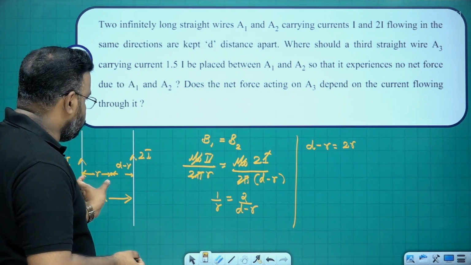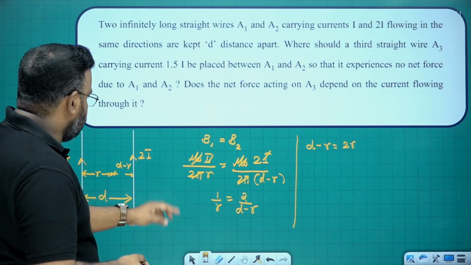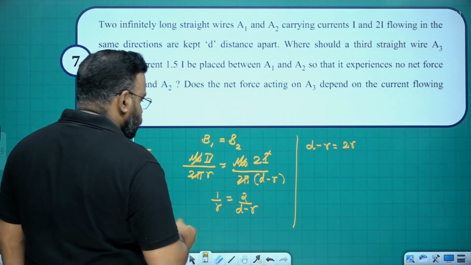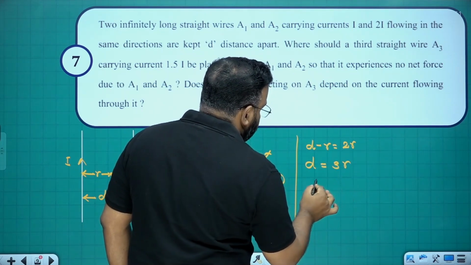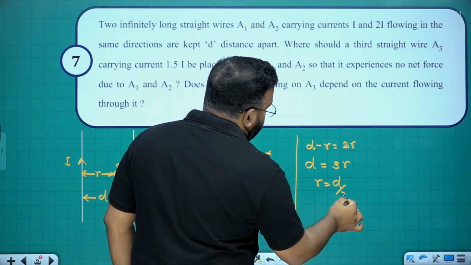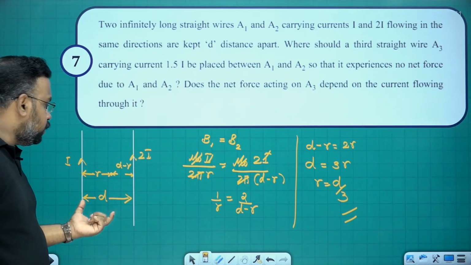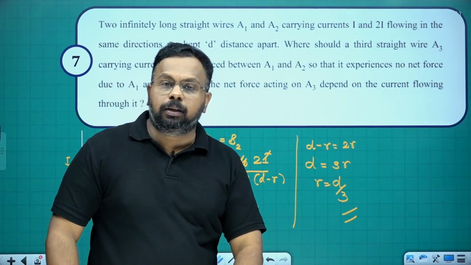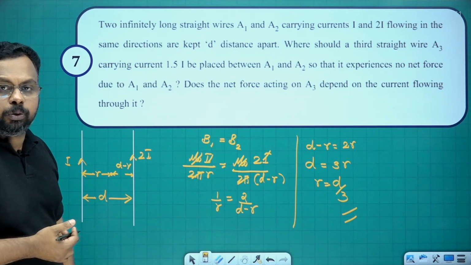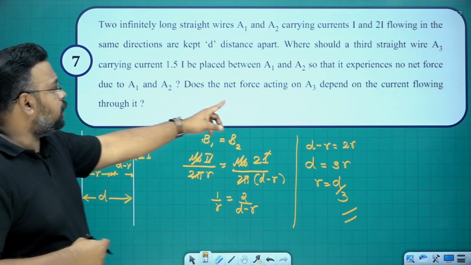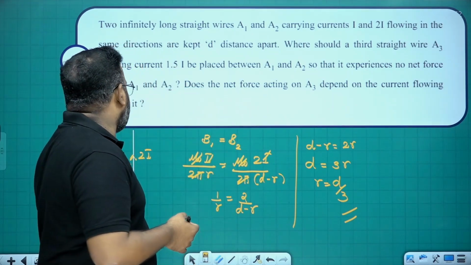Total distance is D. B1 is mu naught I by 2 pi R, and B2 is mu naught into 2I by D minus R. These are the fields, right? So we get D is equal to 3R, so R is equal to D by 3. So at a distance of D by 3 from the first conductor, we will get a point where the resultant field is 0. When the resultant field is 0, surely the resultant force will also be 0. Now they are asking, does the net force acting on A3, the third wire, depend on the current flowing through it?